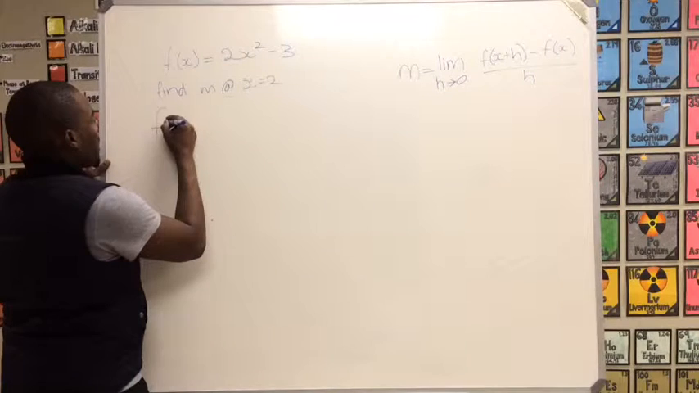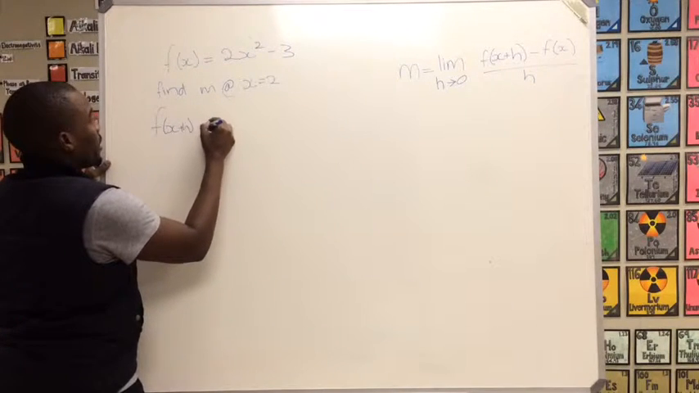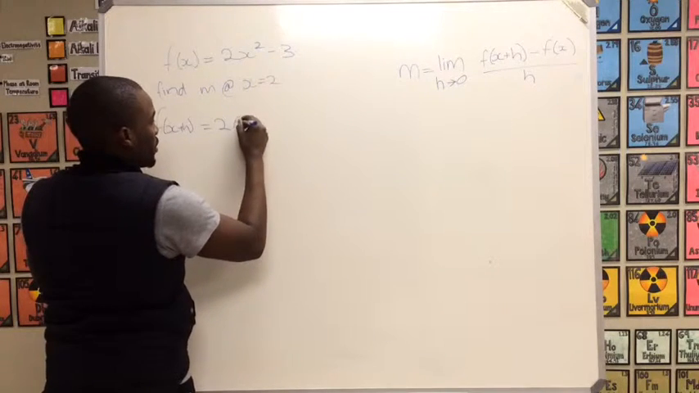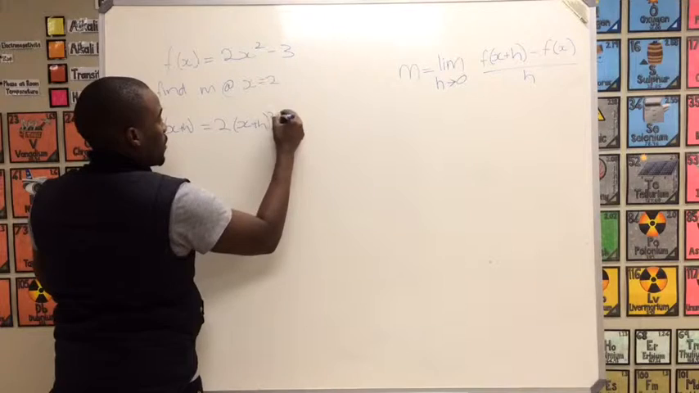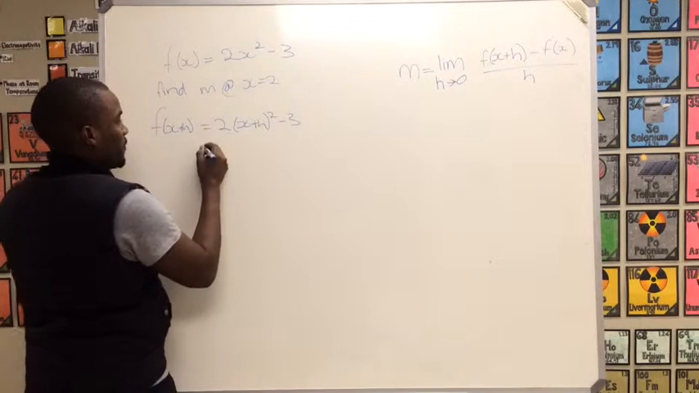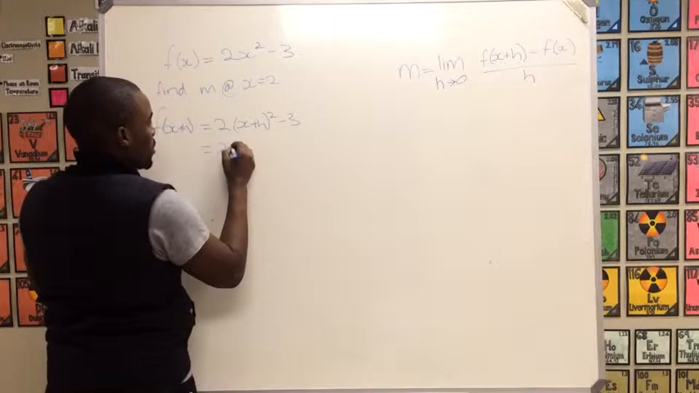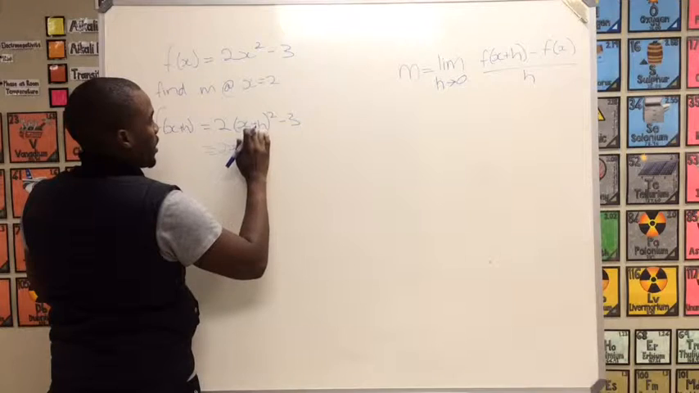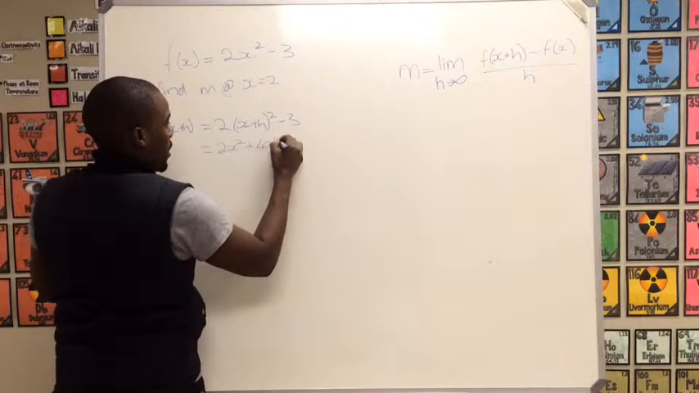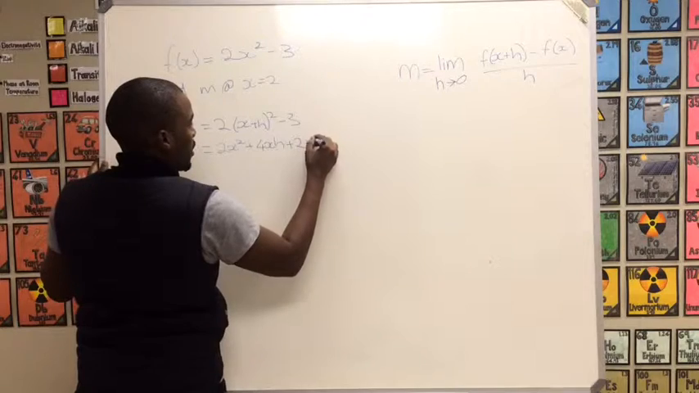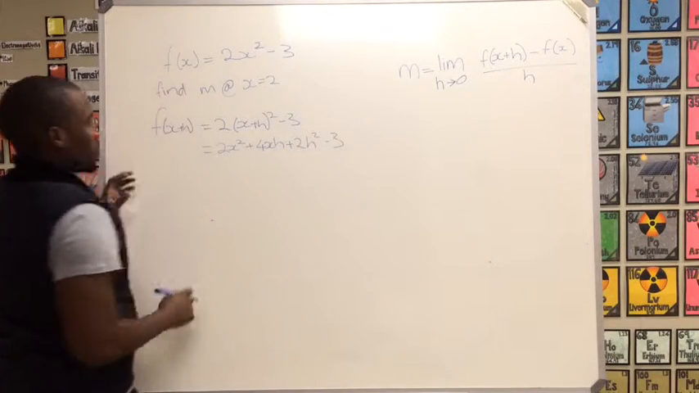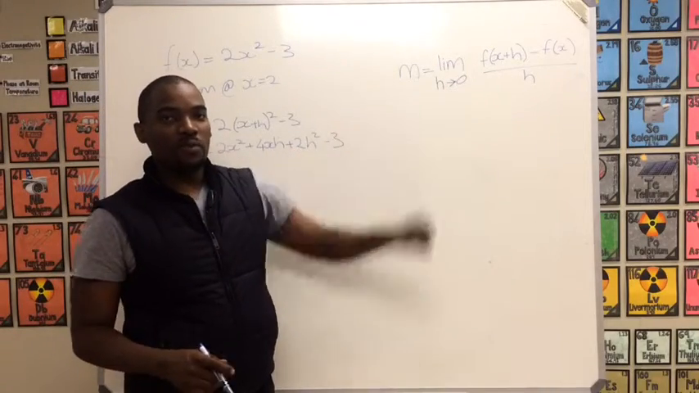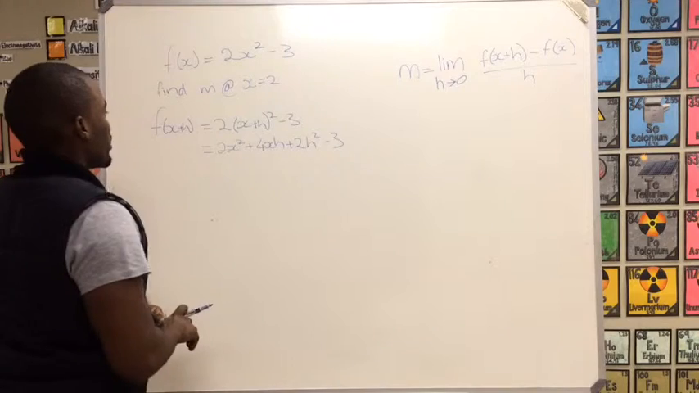So my f of x plus h is going to be 2 into the x is squared, so I'm going to have x plus h squared minus 3. Quickly just simplify that. It's going to give me 2x squared plus, 2xh times 2 is going to be 4xh plus 2h squared minus 3. So that's my f of x plus h. And now I can apply this entire thing into my first principles equation and then solve for my gradient.